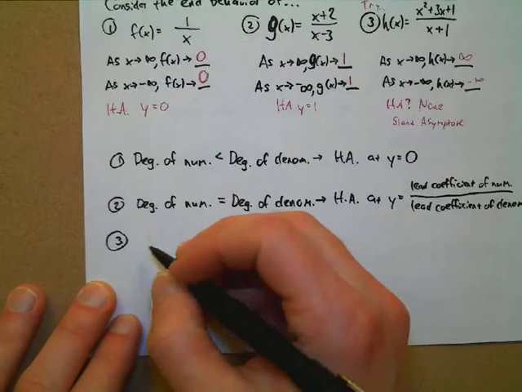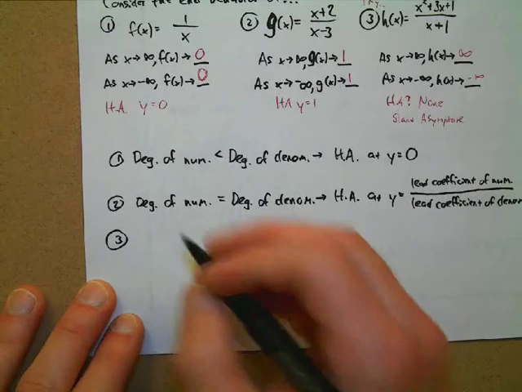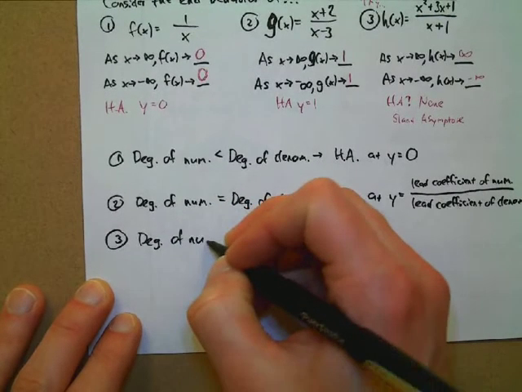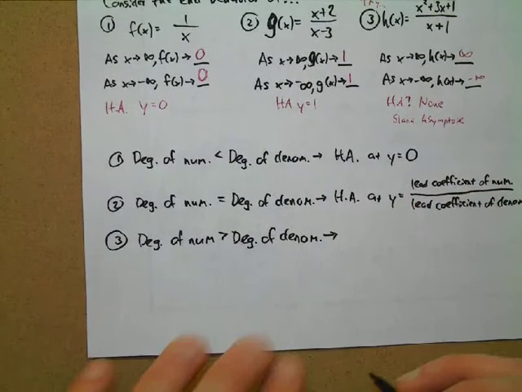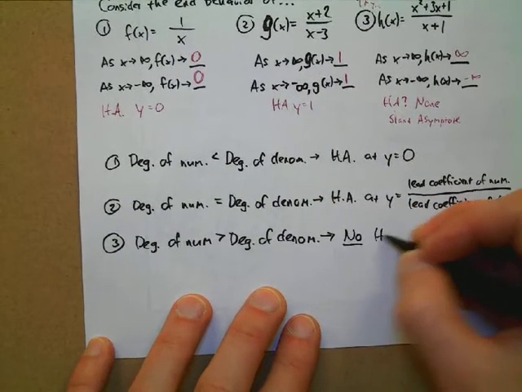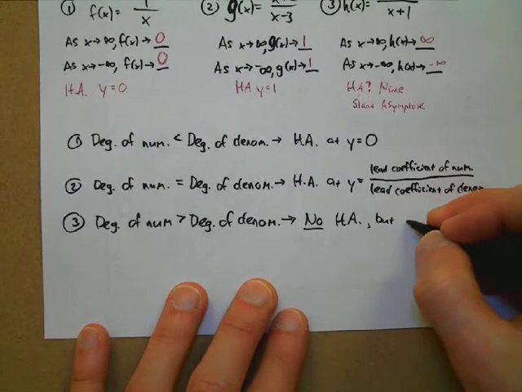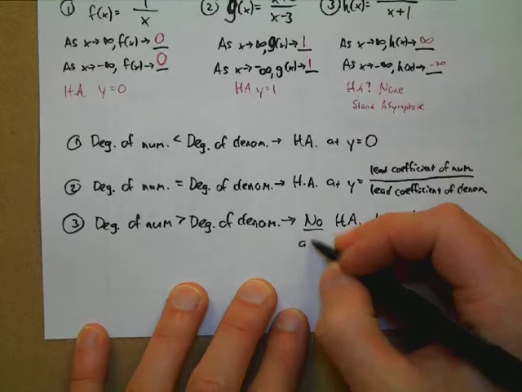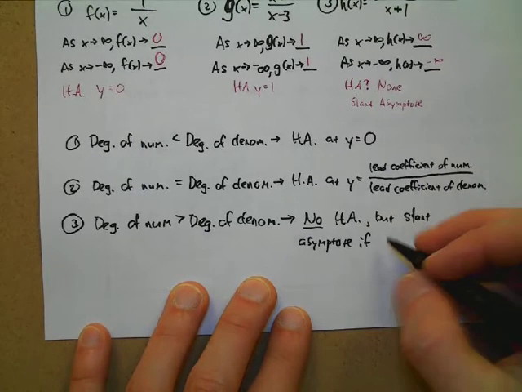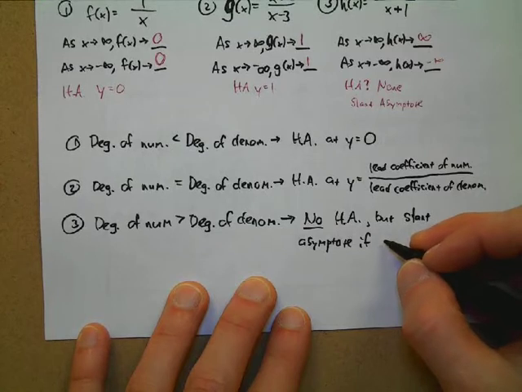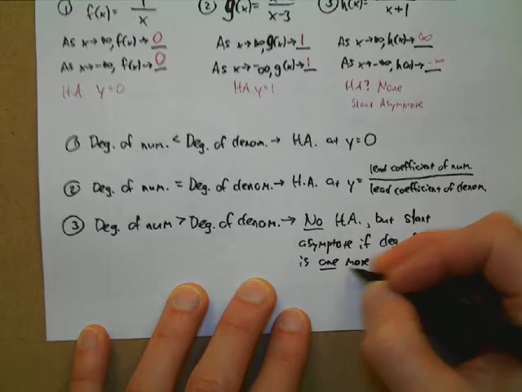And then lastly, again we have our three categories. The degree of the numerator is less than the degree of the denominator. The degree of the numerator equals the degree of the denominator. And the last one is the degree of the numerator is greater than the degree of the denominator. No horizontal asymptote in that case. But there is a slant asymptote if the degree of the numerator is one more than the degree of the denominator.